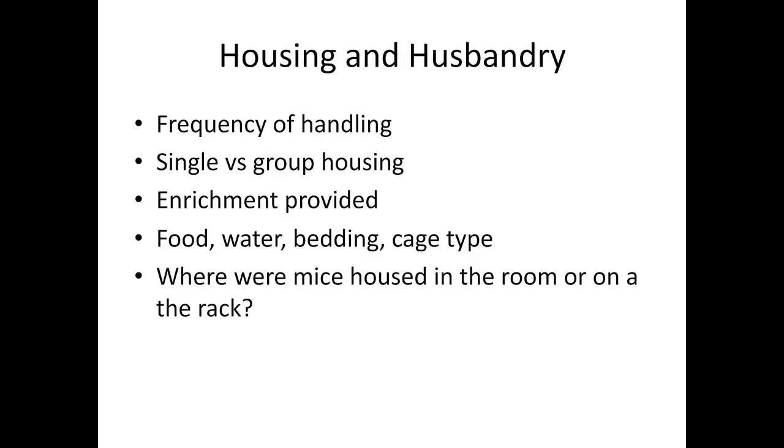For housing and husbandry, factors that are fundamental to replicable research are the frequency of housing, whether the animals are group housed or singly housed, what types of enrichment are provided, of course the food, water, bedding, and cage type, and even where the mice were housed in the room or on a rack can have an influence, partly because environmental conditions can change. Lighting conditions can be different. Ventilation might be different. A lot of factors of that type influence how the animals assigned to a study can react to either the experimental or the control condition.